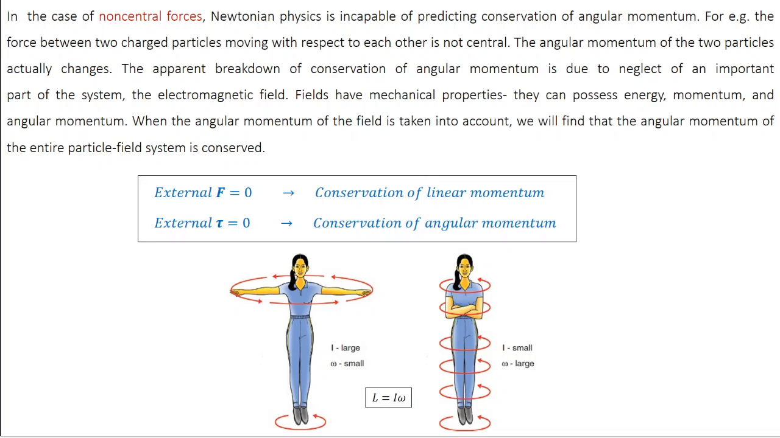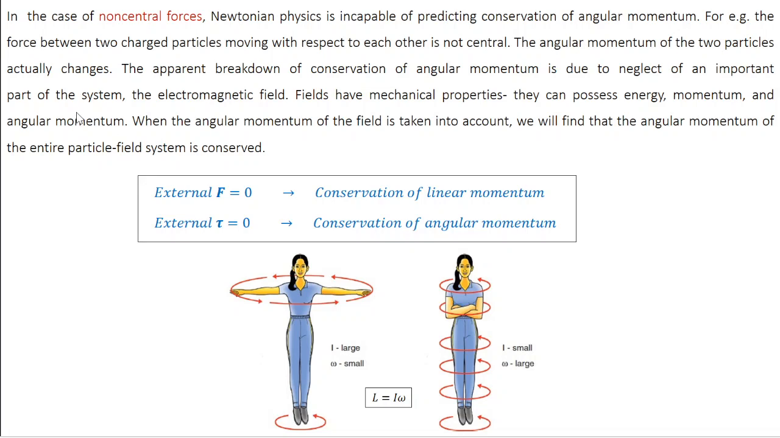So you may be tempted to think that the conservation of angular momentum is violated in this case, but that's not the entire story, because here you have forgotten to include one very important aspect, which is the electromagnetic field due to these two charged particles. Fields can have mechanical properties just like particles. They can possess energy, they can have linear momentum, they can have angular momentum.